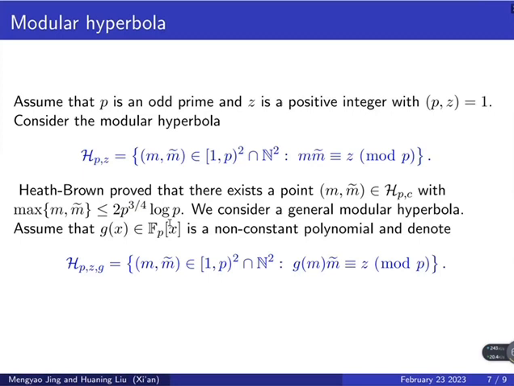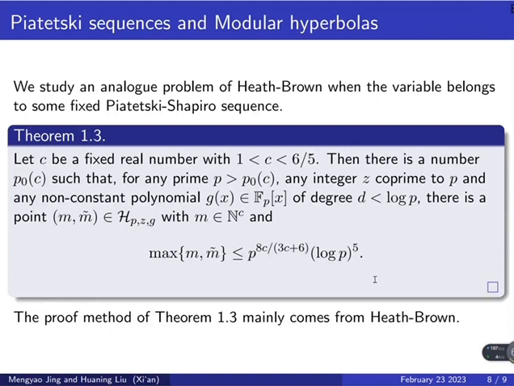Here, we consider a new modular hyperbola, which is defined as in the second formula. In the last theorem, we further study an analog problem of Heath-Brown when the first variable belongs to the general modular hyperbola and some fixed Pi sequence.